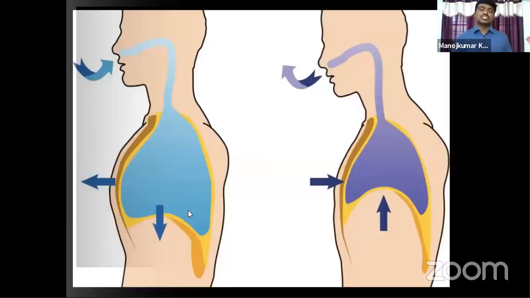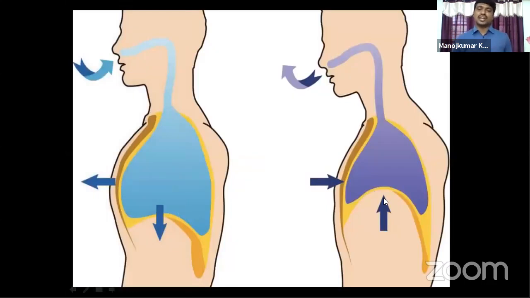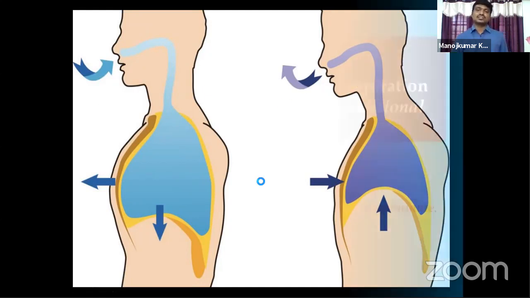Hope you understood. Now this is the picture showing the same inspiration and expiration. So these arrow marks indicate how the air enters into the lungs, and this arrow mark indicates how the air leaves the lungs.